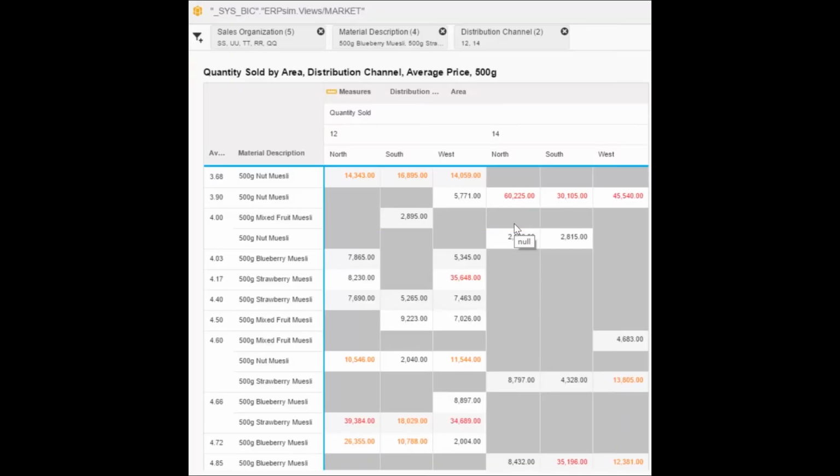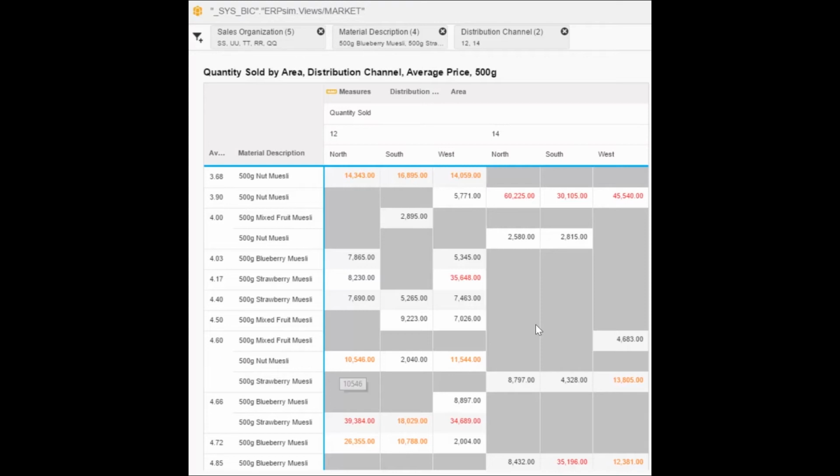Now for an example of how to use this tool. As you scroll down the product list, you can observe how the market changes as the product price changes. For example, at the low price of $3.68, 500G nut muesli sells a moderate amount in grocery stores. It has no sales from independent grocers. As we scroll down, we can see that at a price of $4.60, 500G nut muesli sales have dropped significantly in grocery stores, and we are still not selling to independent grocers.